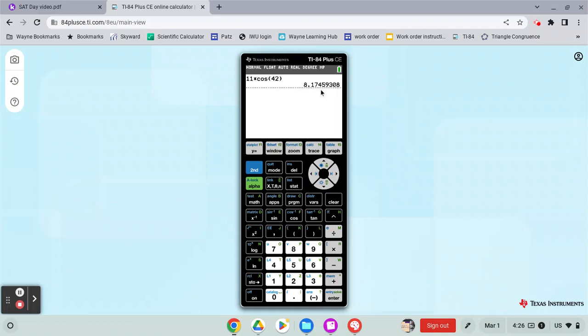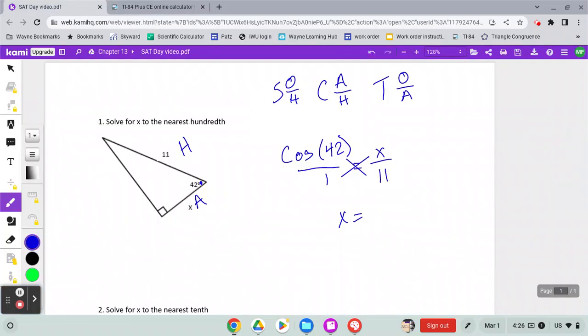Look one past, that's a 4. So we round down, so 8.17. So x equals 8.17, and we are done. That was 11 times the cosine of 42.